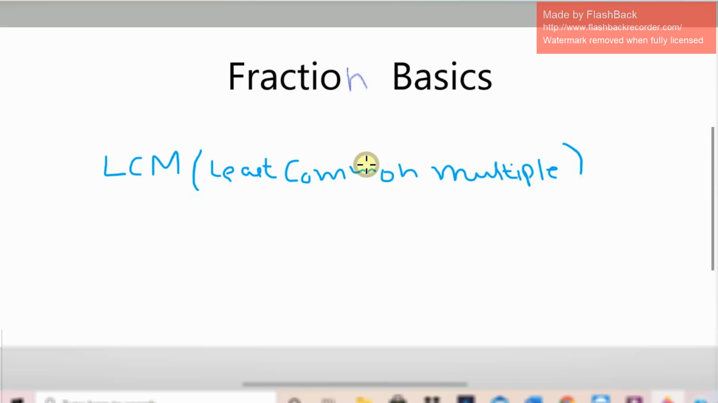So we have to first find the least common multiple of the denominators. For suppose we have two numbers here, 1 by 4 and 3 by 8. So we have to take the least common multiple for 4 and 8.